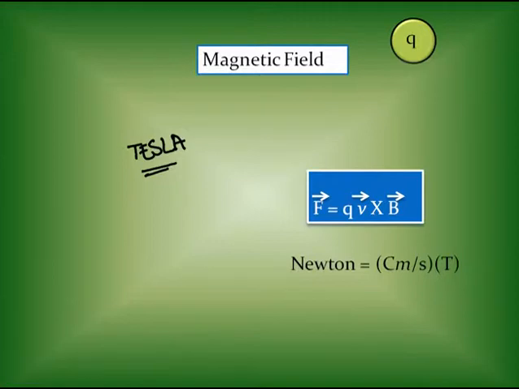1 Tesla is quite a large quantity. In fact, whenever we say that the magnetic field is 1 Tesla, it's really huge. Generally, we talk in terms of 0.3 Tesla, 0.1 Tesla, things like that.